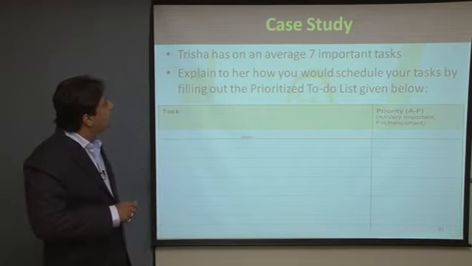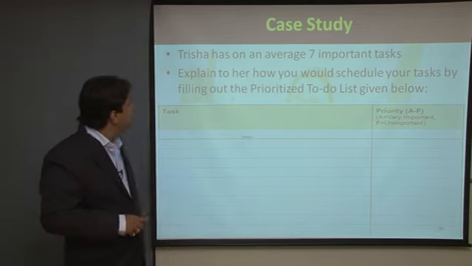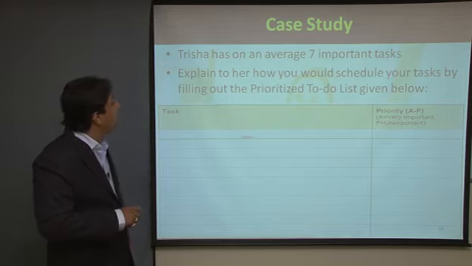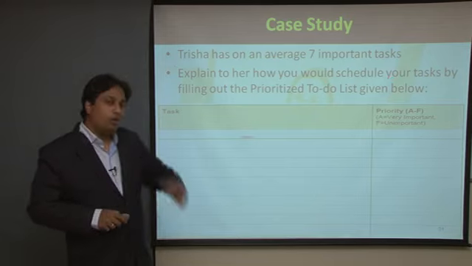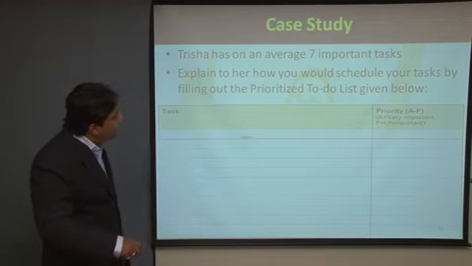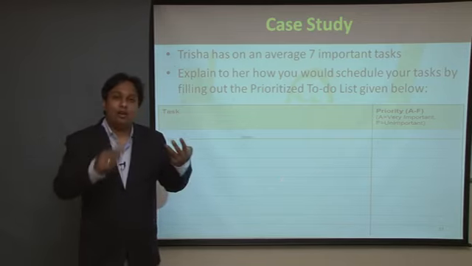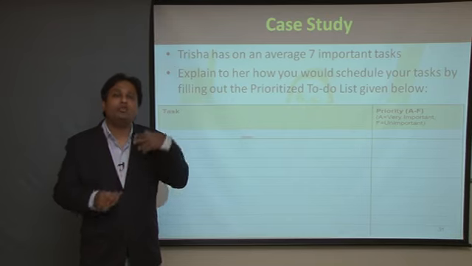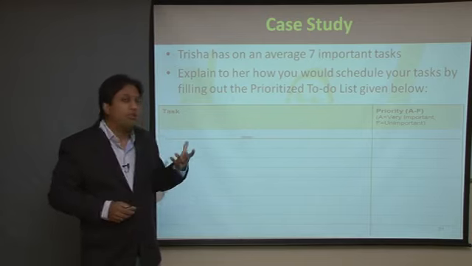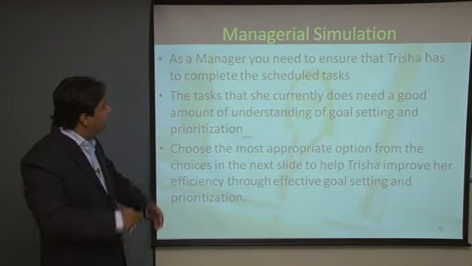Here we continue this case study. Trisha has on an average 7 important tasks which she completes in a working day. Explain to her how you would schedule your tasks by filling out the prioritized to-do list given below. Now what you would do is you would need to fill in this to-do list according to the priorities, and you would need to show her how you prioritize tasks. You can take the help of the previous slide where we showed you the video about prioritizing tasks according to the urgency or the importance. So this particular thing needs to be shown to Trisha.